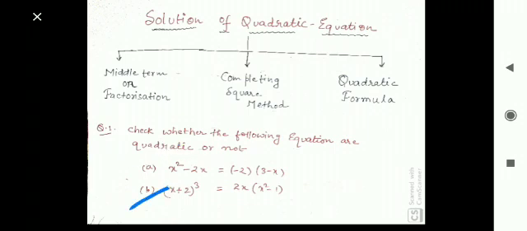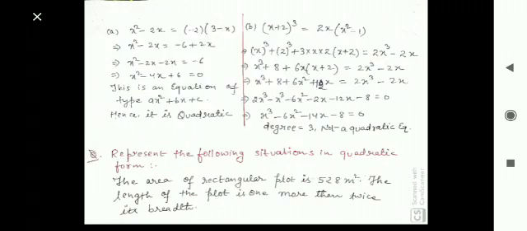So for approaching this question, what is in our mind? That the degree must be 2, or it will satisfy the condition of ax square plus bx plus c, where a is not equal to 0. Now see the first question.